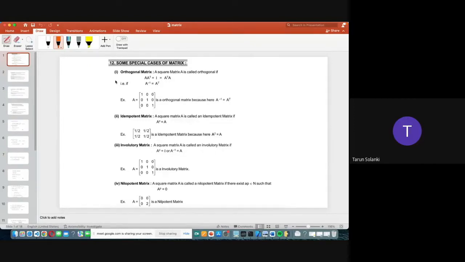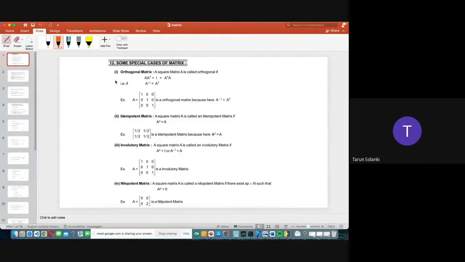So first is our orthogonal matrix. Here a square matrix A is called an orthogonal matrix if A times A transpose is equal to I. You can also write it as A transpose times A, which becomes A inverse is equal to A transpose.